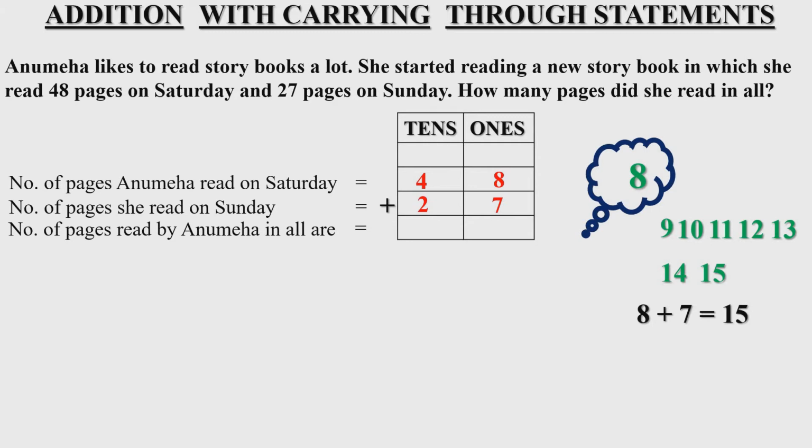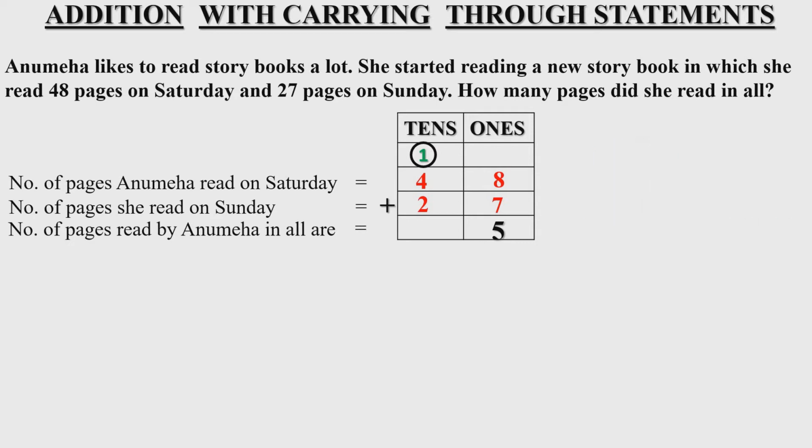As 15 is a two-digit number, so write down 5 in ones column and carry 1 over to the tens column. Now we will add the tens column digits, including carried number. In tens column, numbers are 4 plus 2. We will also add carried number 1. So 4 plus 2 is equal to 6 and 6 plus 1 is equal to 7. So write down 7 in tens column. In answer, we get number of pages read by Anviha in all are 75.